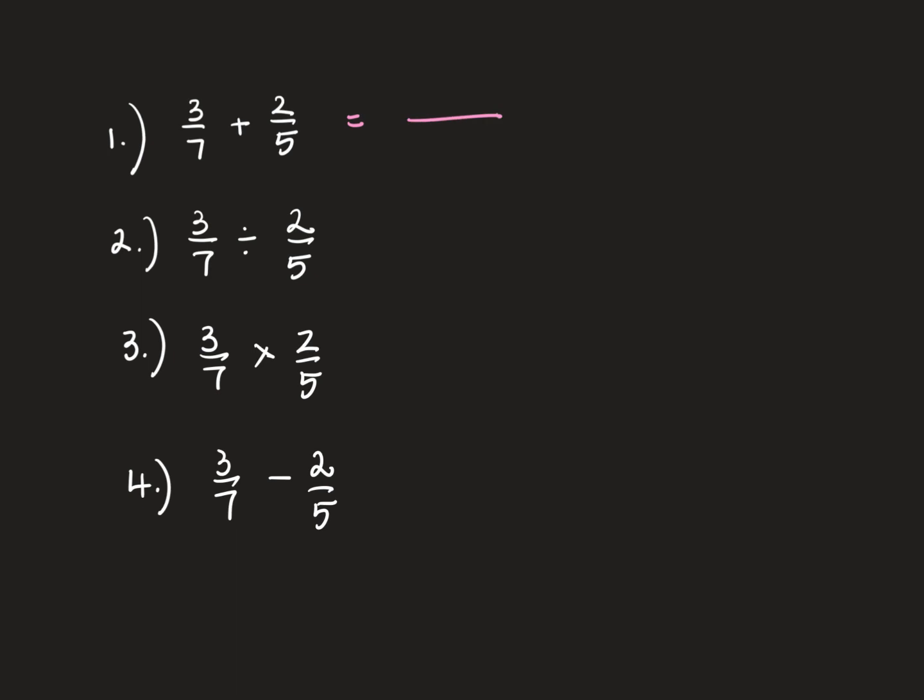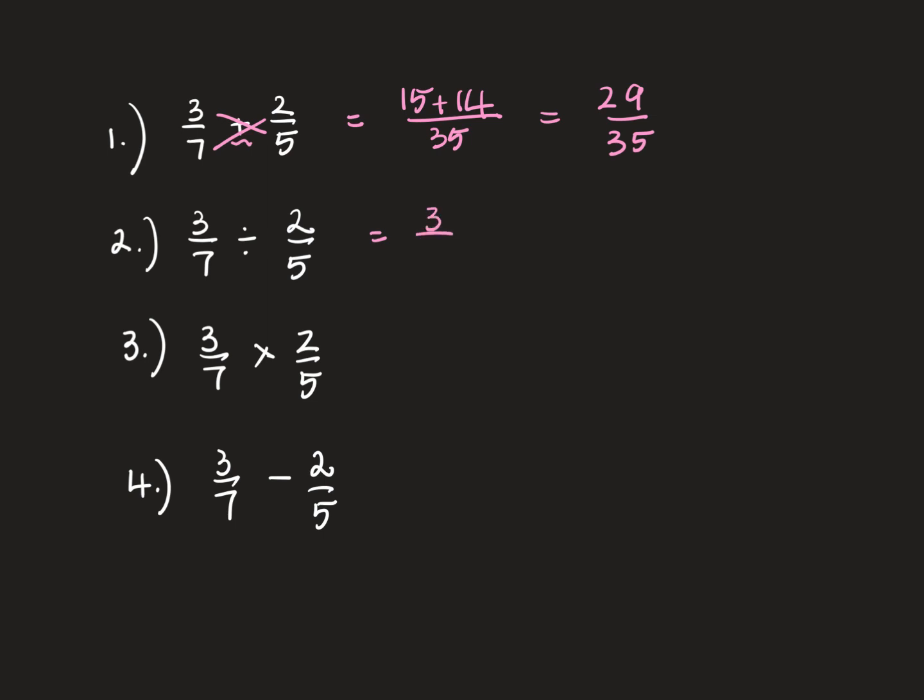New denominator, 5 times 7 is 35. Remember, we're adding, so we need to have the same denominator. We multiply this way, and we're adding, so that's going to go to 29 over 35. Next one. Oh, this is divide.